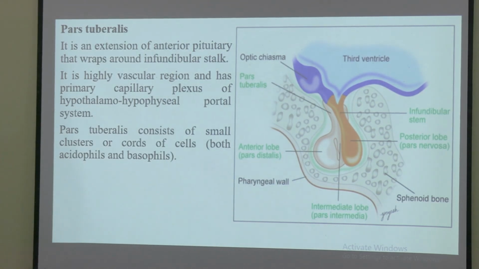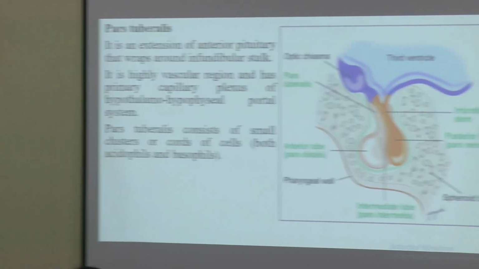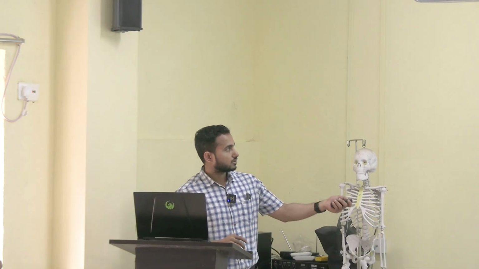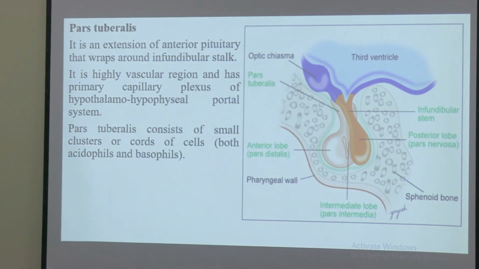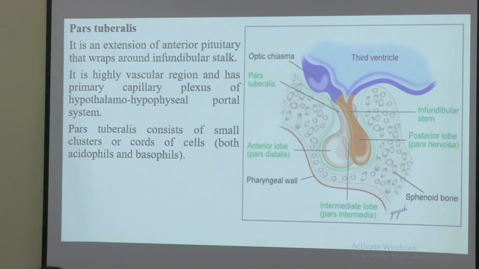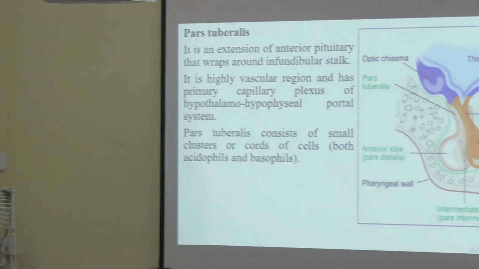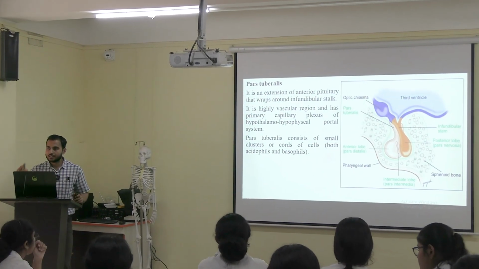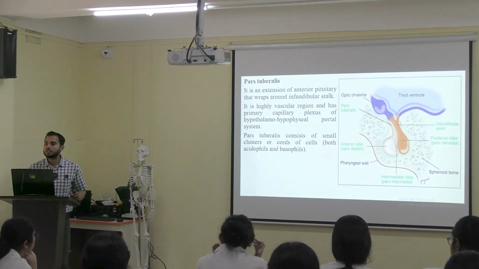Next is the pars tuberalis. Can you see the pars tuberalis जो ऊपर जा रहा है? Pars tuberalis, can you see? ये वाला part, this one. So pars tuberalis is the part of adenohypophysis only, which is making a collar, or you can say collar-like extension of the adenohypophysis. Okay, and that collar is surrounding which part? Infundibulum.